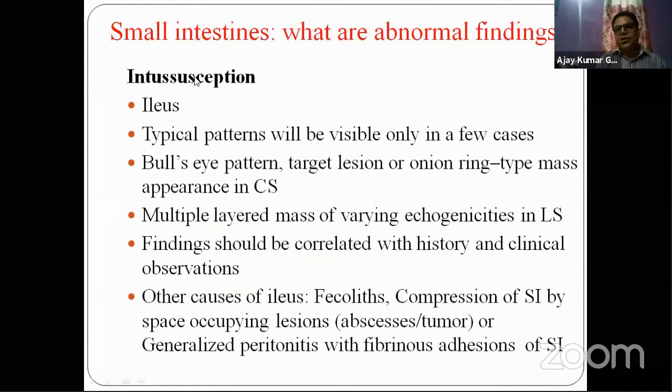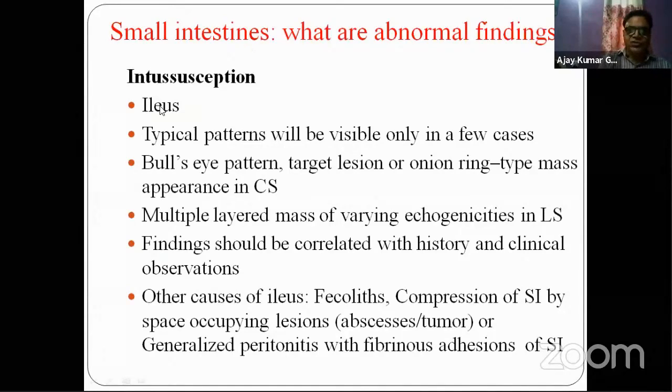Intussusception. Intussusception is actually a form of ileus. It causes ileus. So all the conditions which I discussed in the previous slide will be detected in case of intussusception. That is, you will see distended intestinal loops which are amotile. There will be passive movement of ingesta within the loops of intestine, and there will be anechoic fluid in between the intestinal loops. So that only indicates ileus. That does not help you in diagnosis of intussusception.